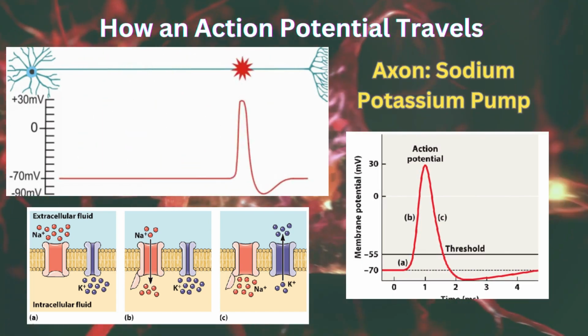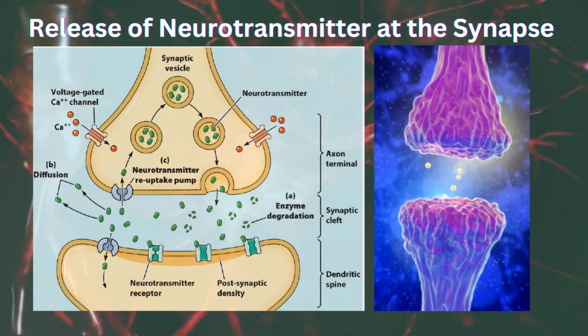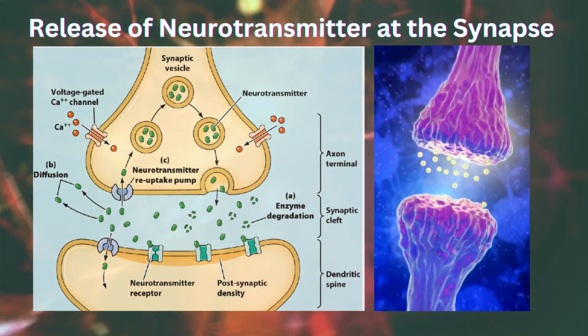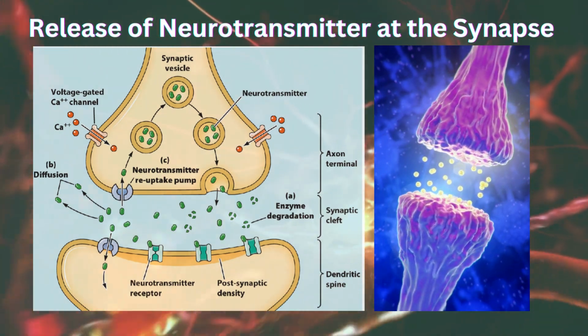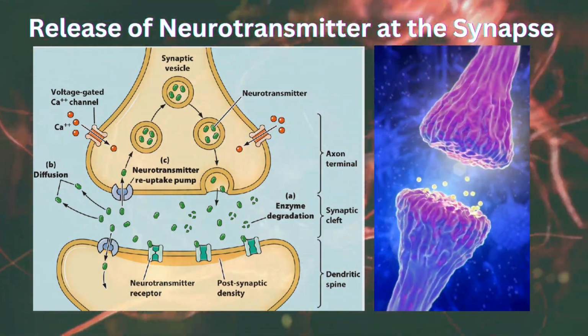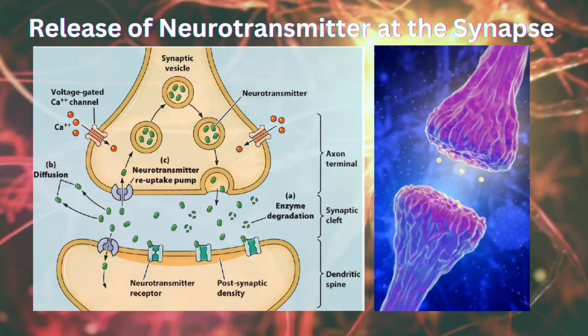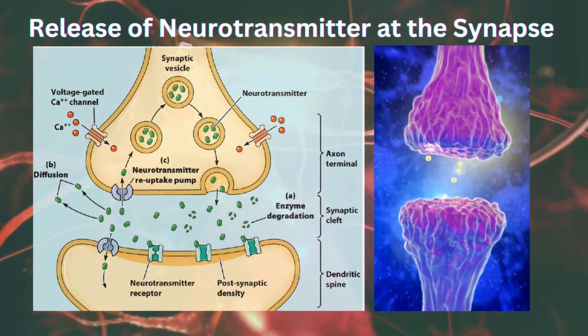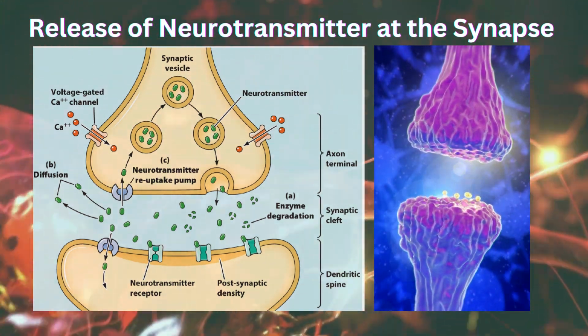or presynaptic terminal. Inside the axon terminal, there are tiny sacs called synaptic vesicles. These vesicles contain neurotransmitters, which are specific chemical messengers that transmit information from one neuron to another. Different neurons use different neurotransmitters.